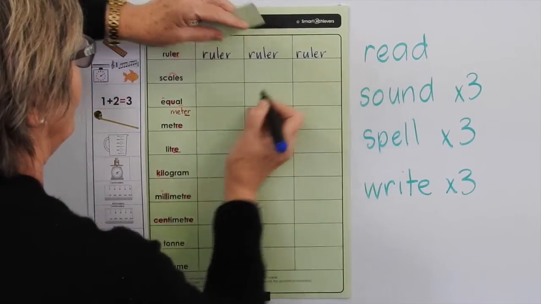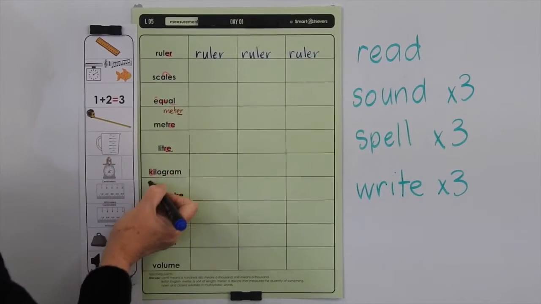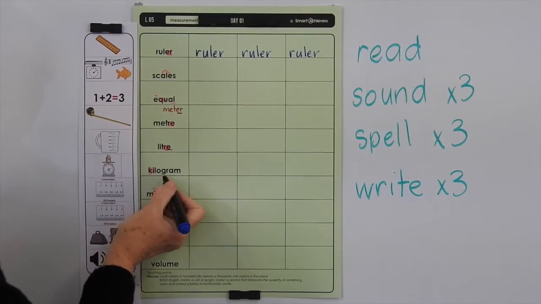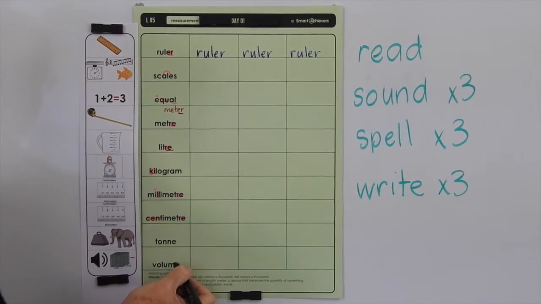Be very careful when you're doing these longer ones. Remember that RE, and that you're using K in kilo. Just think about these words very carefully as you're doing them.